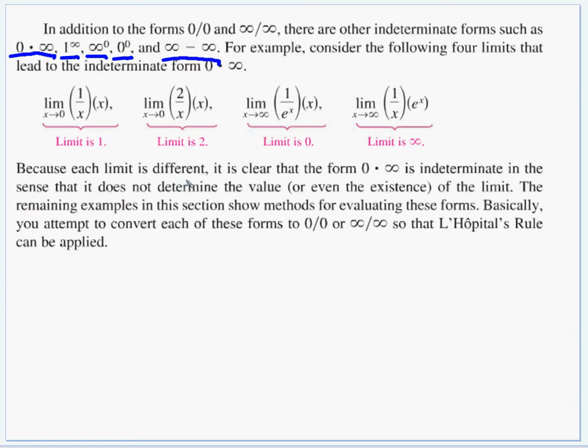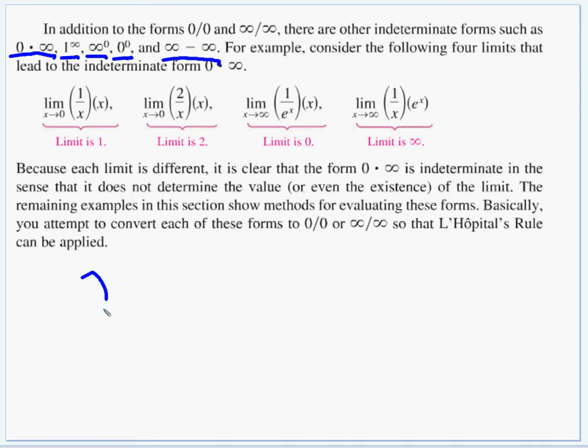And it says because each is different, it's clear that the form 0 times infinity is indeterminate in the sense that it does not determine the value or even the existence of the limit. The remaining examples in this section show methods to evaluate these forms. Basically, you attempt to convert each of these into 0 divided by 0 or infinity divided by infinity so that L'Hopital's rule can be applied.